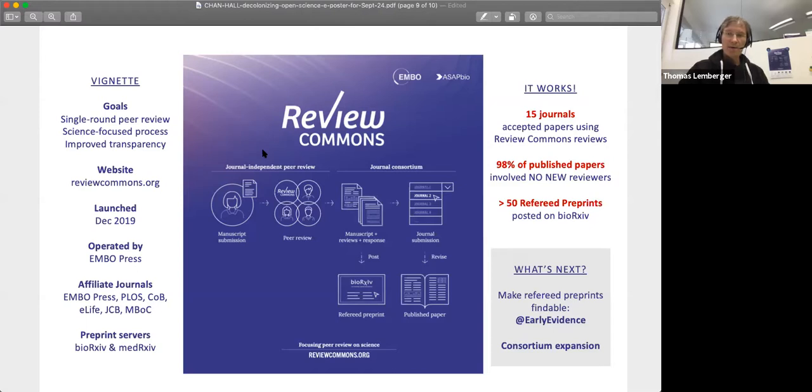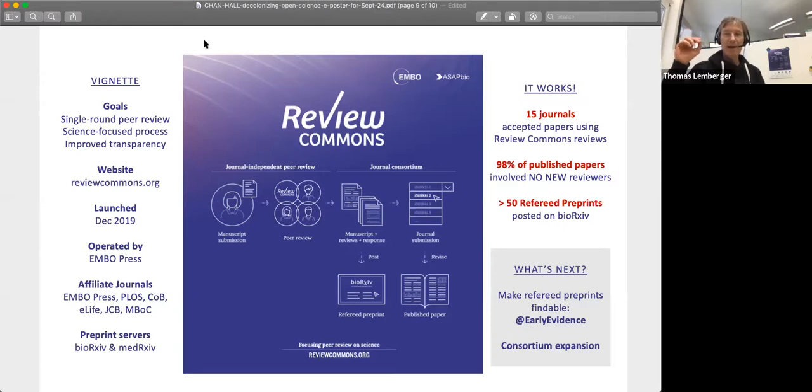So we are currently supporting two preprint platforms, bioRxiv and medRxiv. How does it work? Authors can submit their preprint or a manuscript directly to the platform. And after an initial editorial selection process done in collaboration with an academic board, we send the paper for in-depth review. And there, the peer review is done in a truly journal independent way.